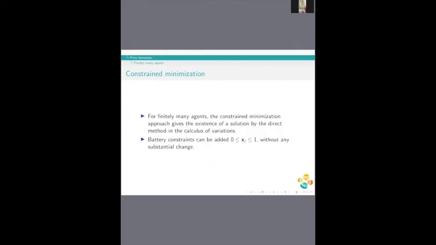And then you can show the existence directly, because this is just a finite dimensional direct method of calculus of variations. You can also put constraints, for example, and this is actually something interesting that can be also addressed.